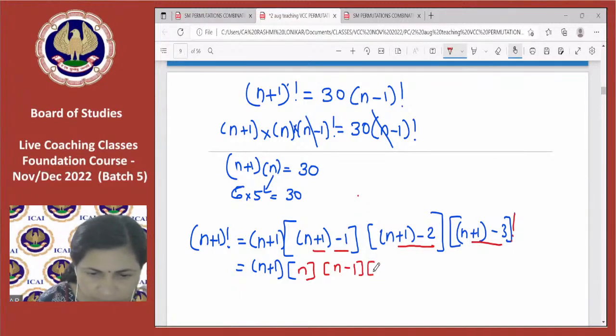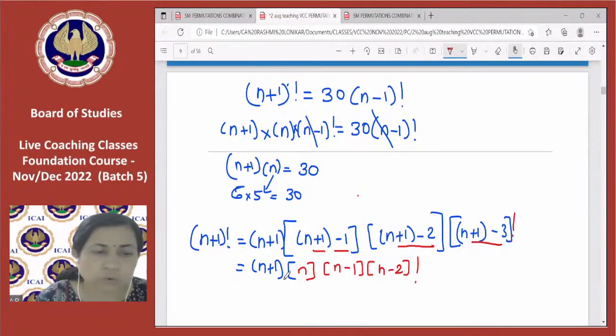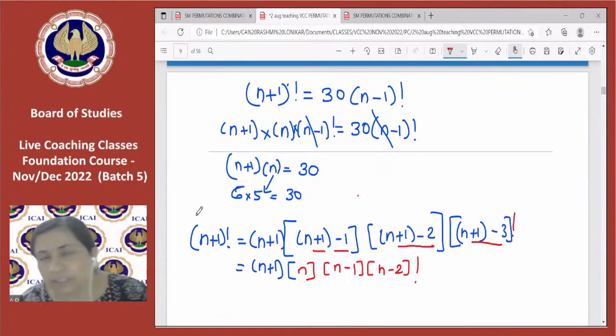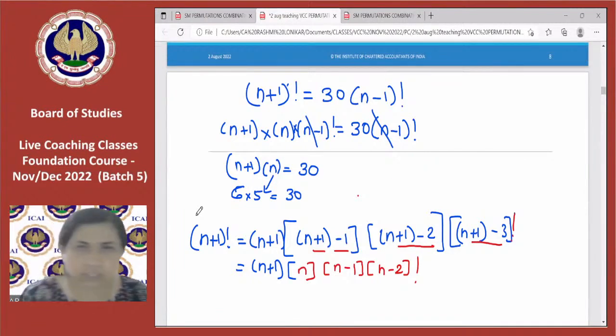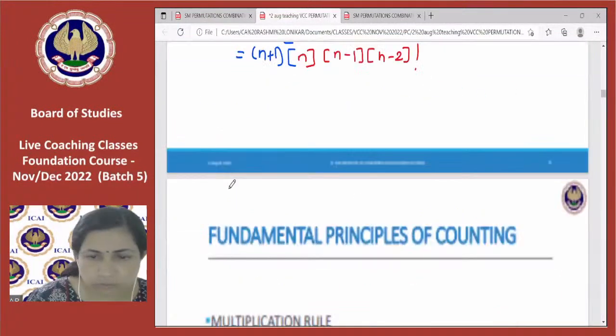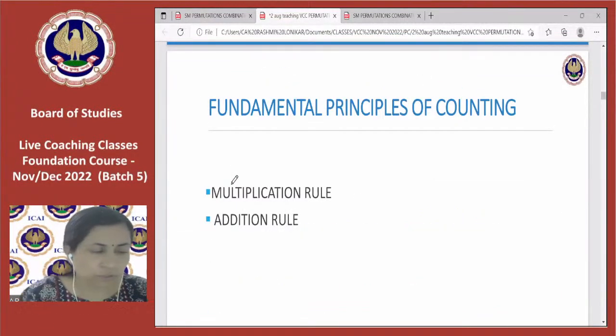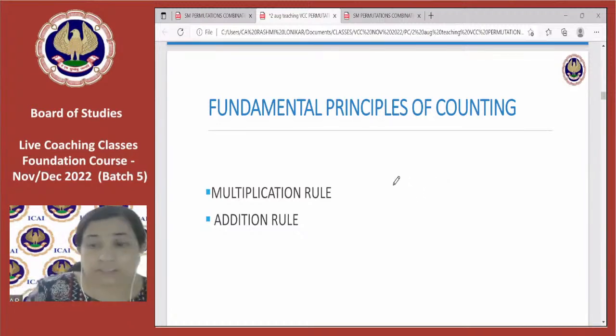So this will become (n-2) factorial. Okay, so you can write this up to any number where you want to take your questions up to. Hope this is clear. The more you practice it, the more sums we do on it, the better you will understand it.